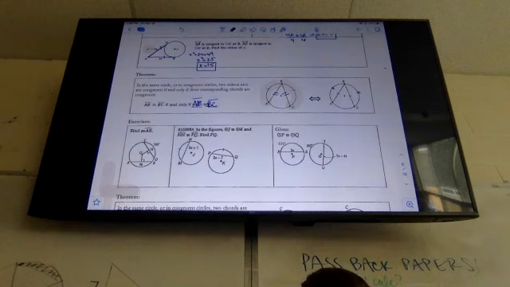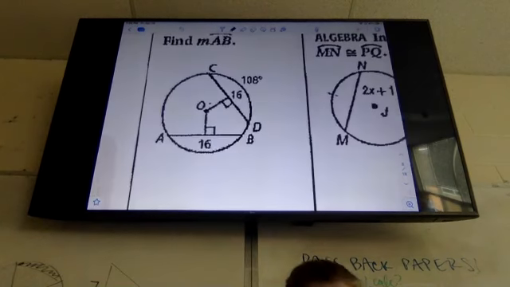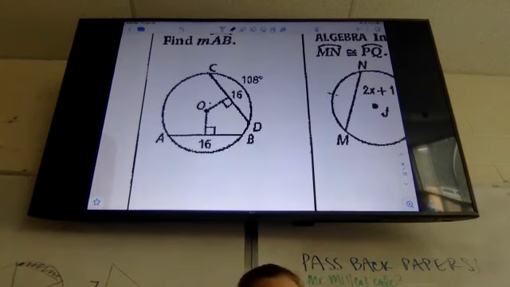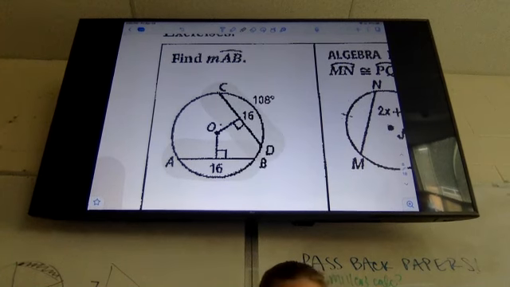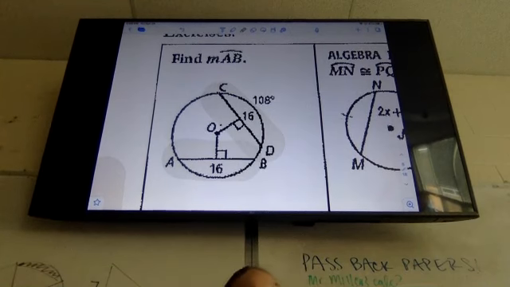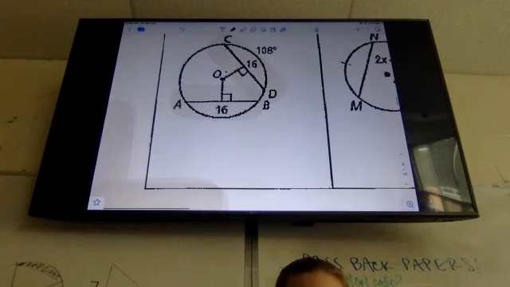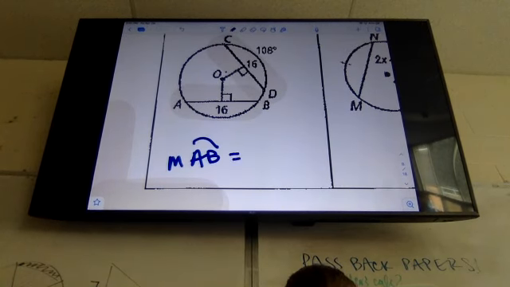Okay, let's do an example. Okay, so we want to find arc measure of AB. All right, my chord AB is 16. My chord DC is 16. If my arc measure CD is 108, what's my arc measure for AB? 108. That was so easy, right? Measure of arc AB is 108.